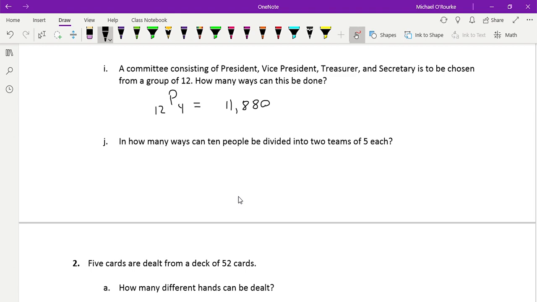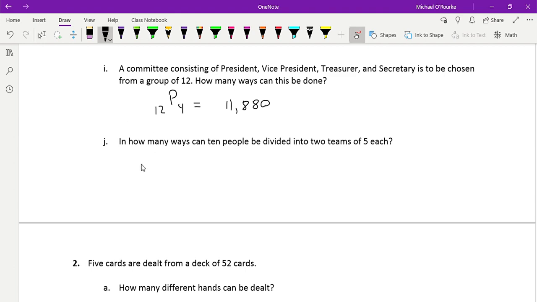How many ways can 10 people be divided into 2 teams? So you think about a team as just a group of people, right? So it is a combination.